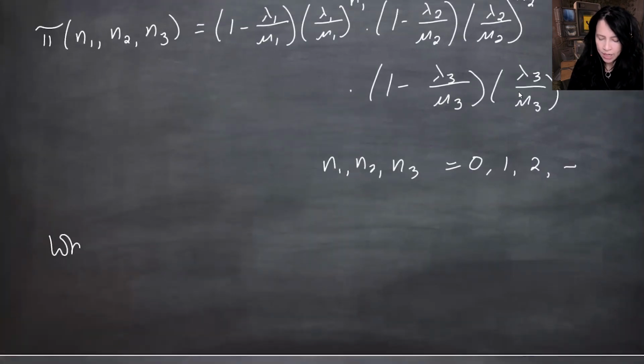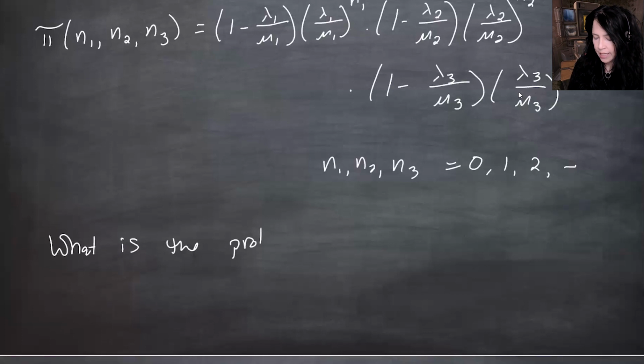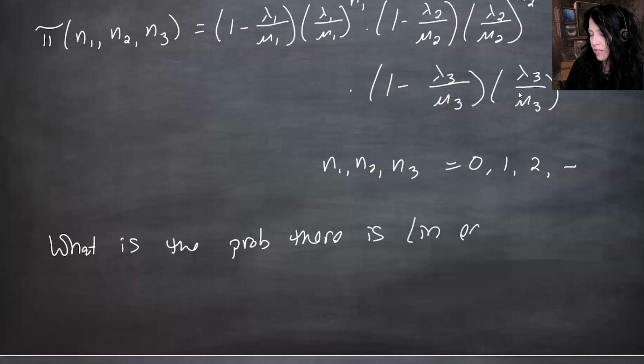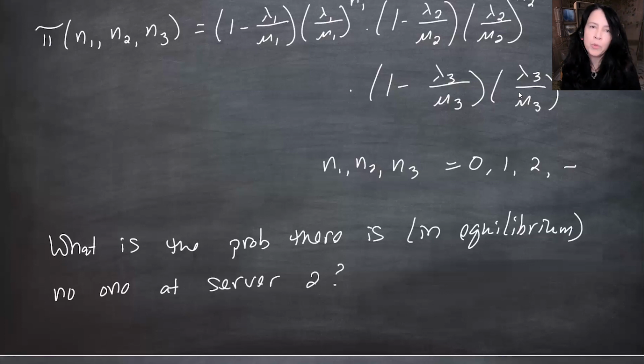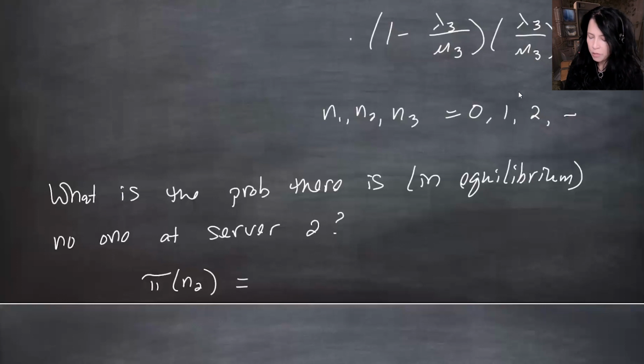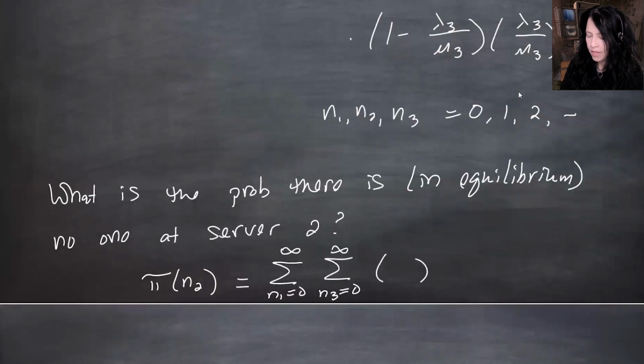So let's answer a question here. What is the probability that there is, in equilibrium, no one at server 2? So we want the marginal probability for server 2. You can get this by summing out N1 going from 0 to infinity and N3 going from 0 to infinity of that big thing.